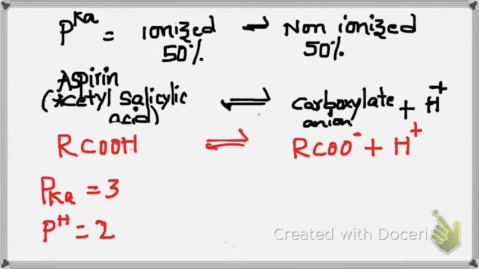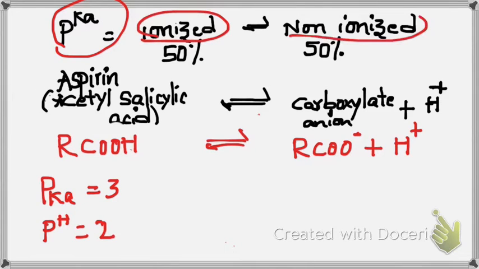So what is pKa? What is its relation between the pH and the degree of ionization? pKa is referred to as the pH at which the ionized form and non-ionized form exist in equal ratio. So 50% exists in the ionized form and 50% exists in the non-ionized form. This is referred to as pKa.